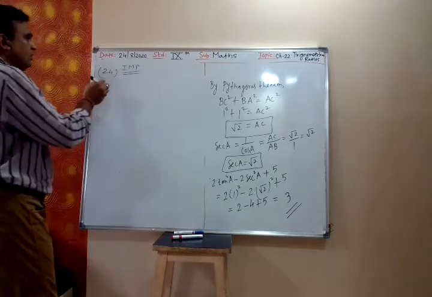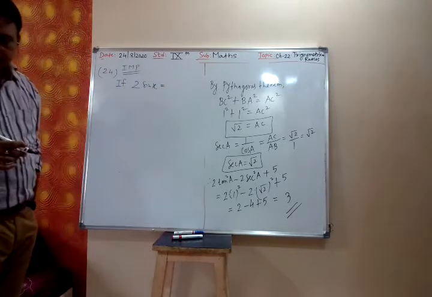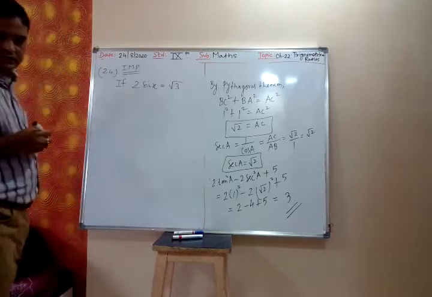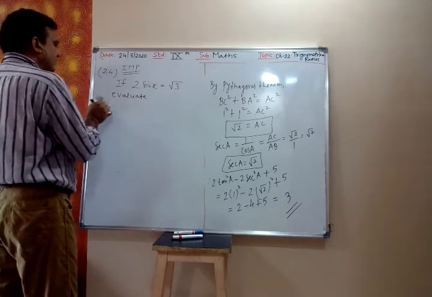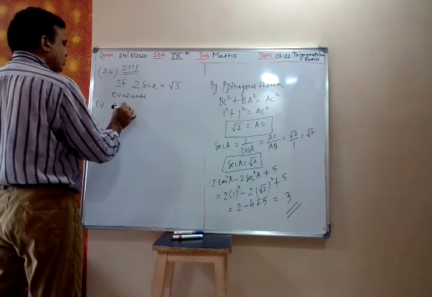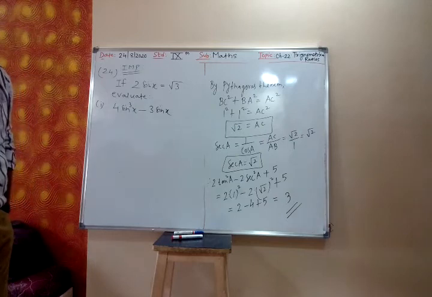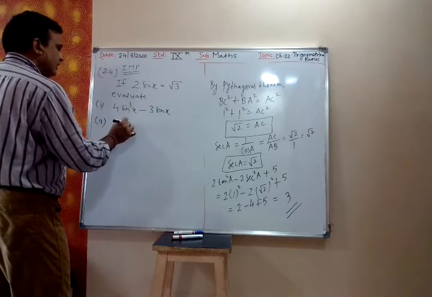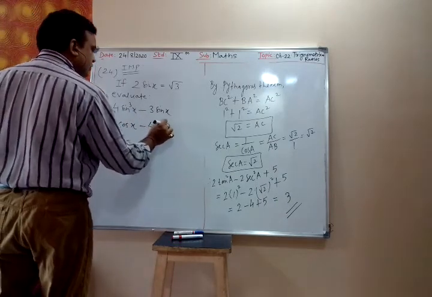24th, if 2 sin x is equal to root 3, evaluate first 4 sin cube x minus 3 sin x, then second, 3 cos x minus 4 cos cube x.